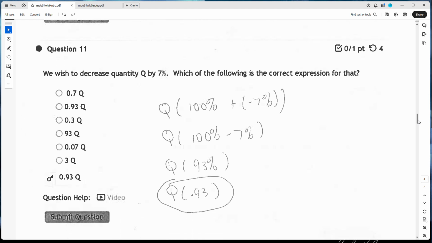This is number 11. Another one like it, but in this case it's a decrease. If I have Q times 100%, it will give me the original value back. In this case, we're decreasing by 7%, so I'll be subtracting 7, which gives me 93%. As a decimal, it would be 0.93. And that's the answer there.